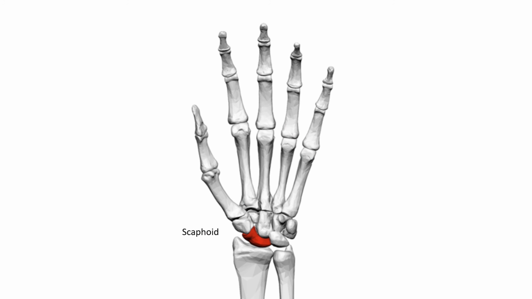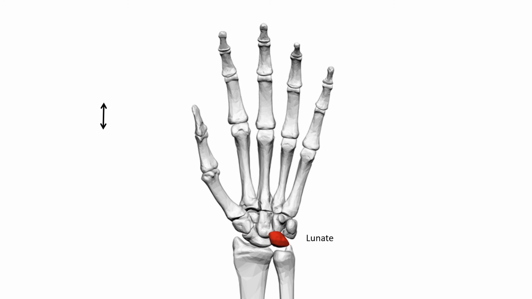Here is one of the proximal row marked red. It looks like a boat, and it articulates with the lower end of the radius. Why is this the lower end of the radius? Because it is expanded. This is the scaphoid. The scaphoid bone is the most frequently fractured bone of the wrist. So I know it because it articulates with the radius.